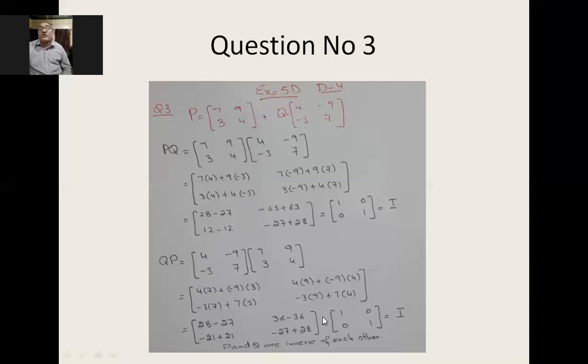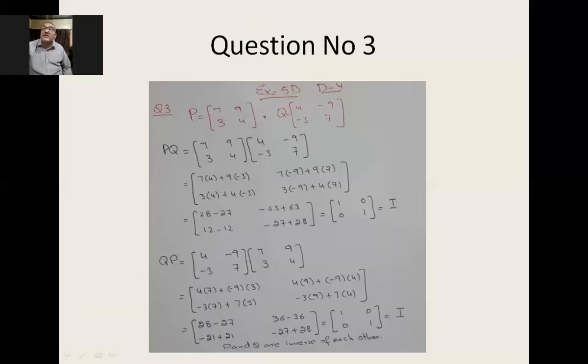So 28 minus 27, that will be 1. 36 minus 36, that will be 0. And minus 21 plus 21, that will be 0. Minus 27 plus 28, that will be 1. So this is how you will show that P and Q, when you multiply them, their resultant is the identity matrix. So it means if you multiply two matrices with each other and their multiplication is the identity matrix, it means that both of them are inverse of each other. So this was question number 3.